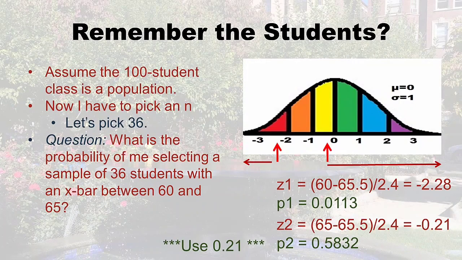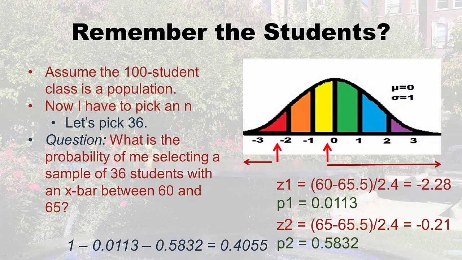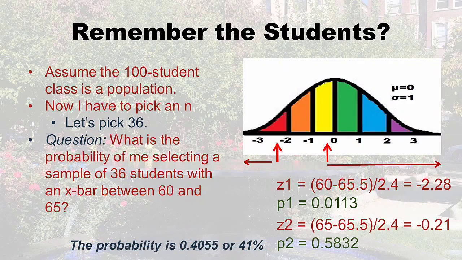Okay, so we got our probabilities now. And just like last time, we take 1 minus both of those pieces, right? And then we get the probability in the middle, and that's the probability of drawing a sample of 36 students with an X bar between 60 and 65. Just to translate that to you, the probability is 0.4055, or if you rounded it and you like percents, you could say 41%.